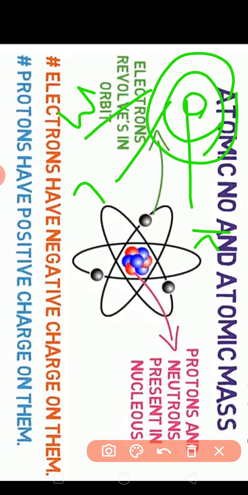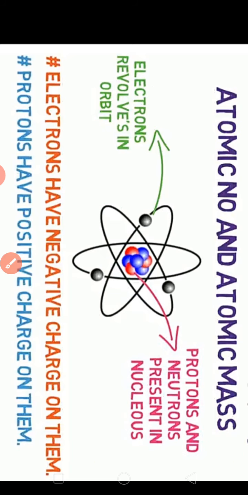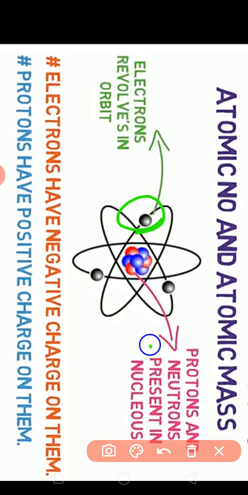Electrons are still revolving in the orbits. In the center there is a nucleus, as we said in previous classes, in the center of the atom, and electrons are revolving around that nucleus. It is just a different representation, nothing else, so don't get confused. These electrons are revolving, and in the center we have protons and neutrons present in the nucleus. The nucleus contains two particles, protons and neutrons.